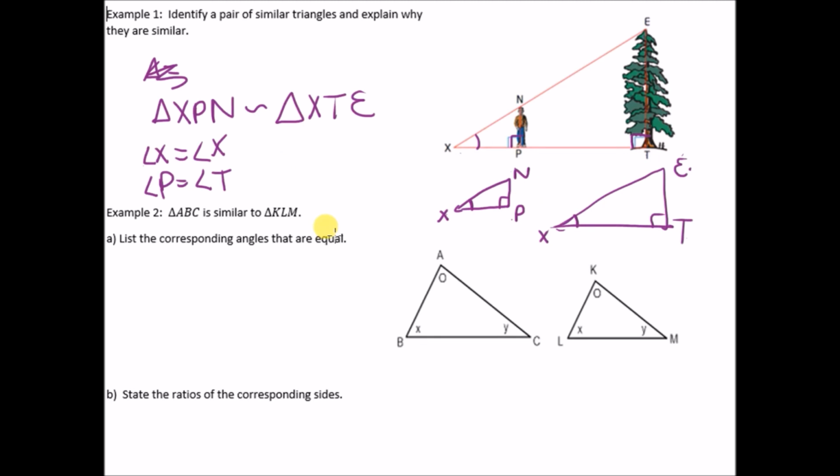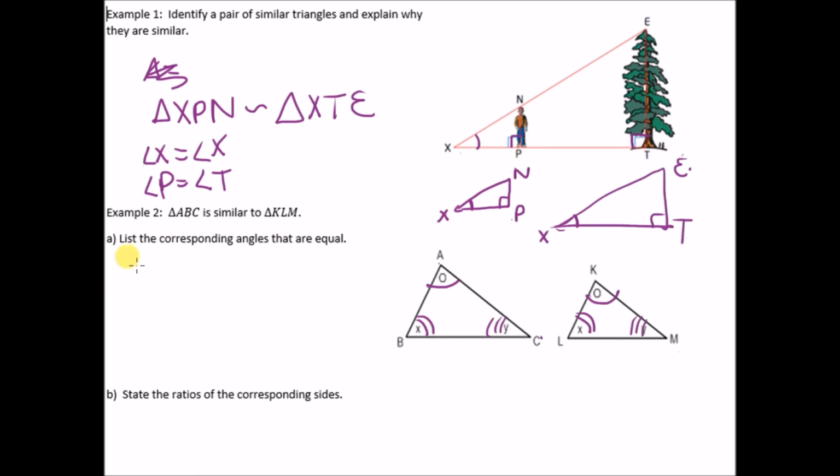Okay, and that's it. So example 2. This is telling us that ABC, in this order, and remember the order really matters, is similar to KLM. So let's go ahead and list the corresponding angles. If the angles are denoted with a circle or an X or a Y, they're going to be the same.